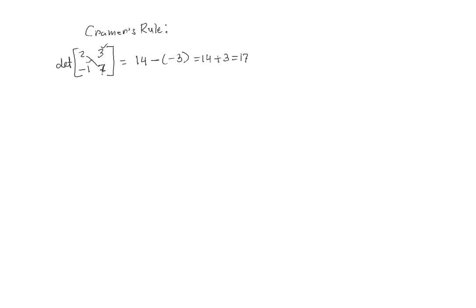Or I could give you another example. Negative 1, 4, negative 2, 0, let's say. Again, the determinant of it is negative 1 times 0 is 0, minus 4 times negative 2, which is 0 minus negative 8, which is 0 plus 8, just 8, right? So you get the idea for determinant.